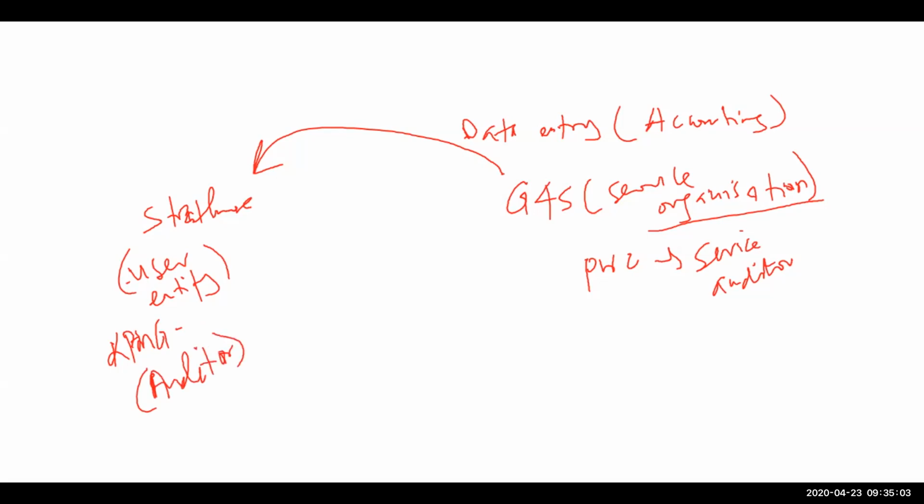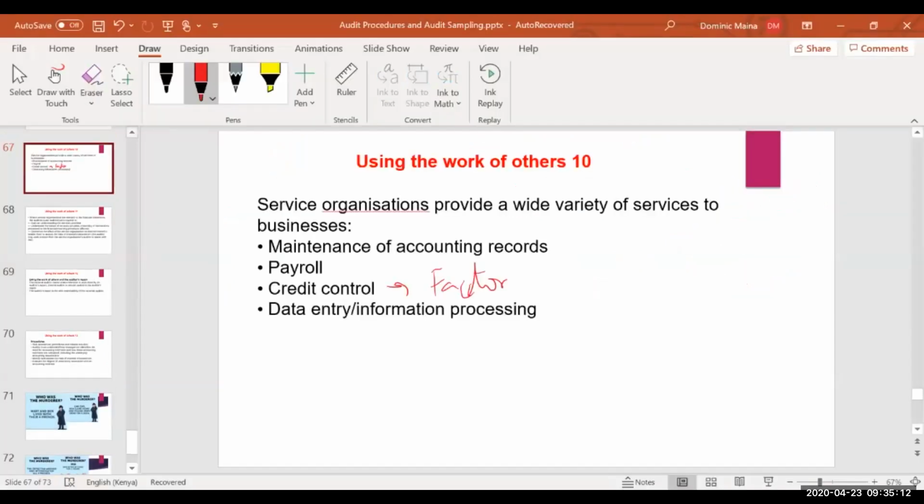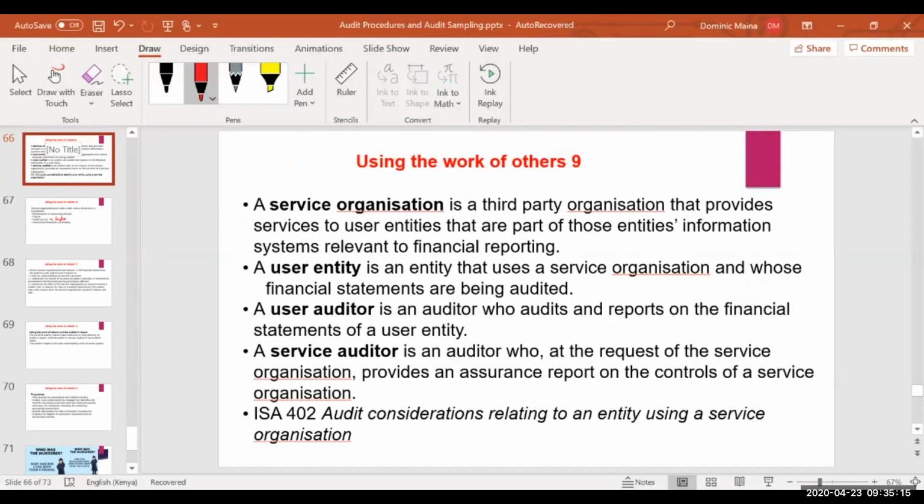What is the term we refer to? Let me check. They become what is referred to as the user auditor. So we have the user entity here, we have the user auditor, you have the service auditor, and you have the service organization. So those four: user entity, user auditor, service auditor and service organization. Don't confuse those four.